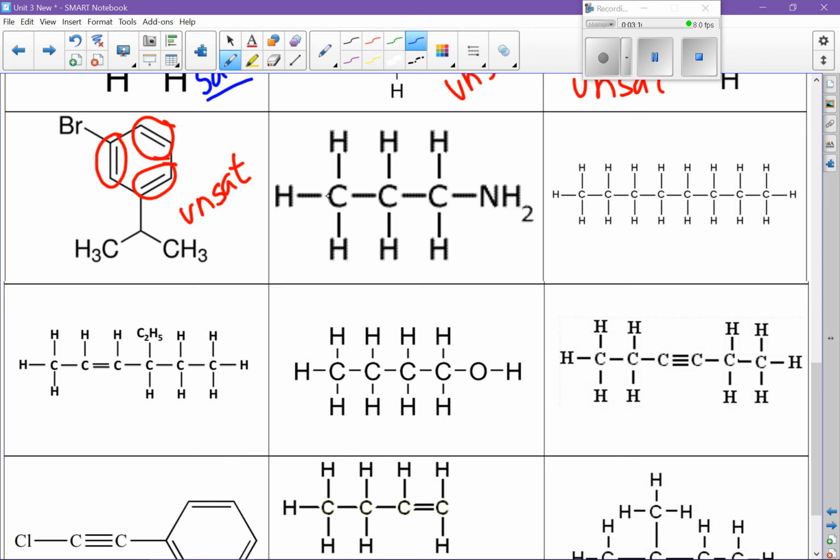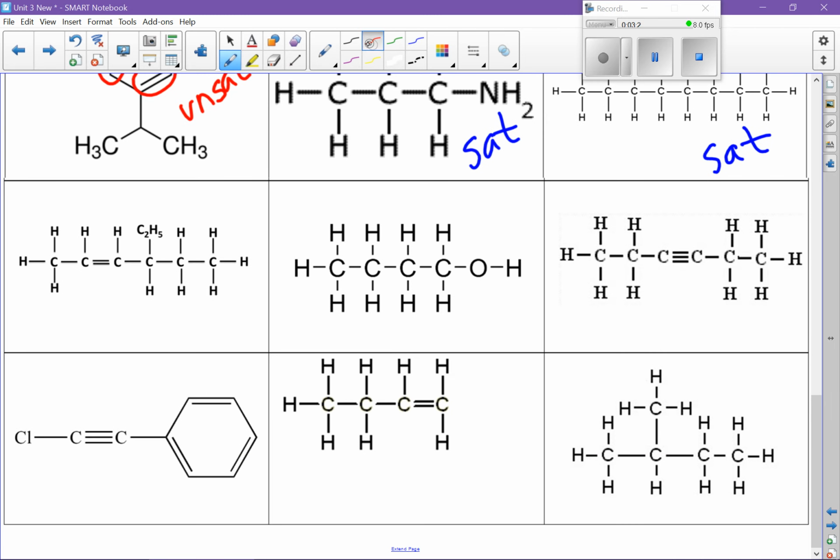In this next one, I only see single lines, single bonds, so this is saturated. In this example, I only see single bonds, so it is saturated. Here I see a double bond, which makes it unsaturated. The next example has all single bonds, so it is saturated. Here I see a triple bond, so it is unsaturated.